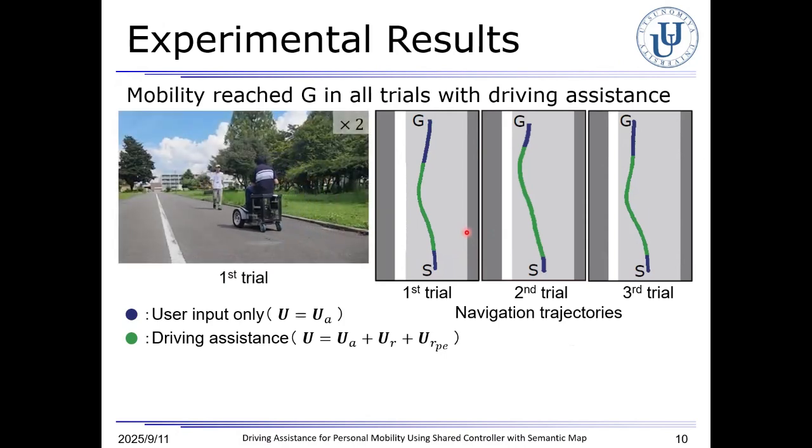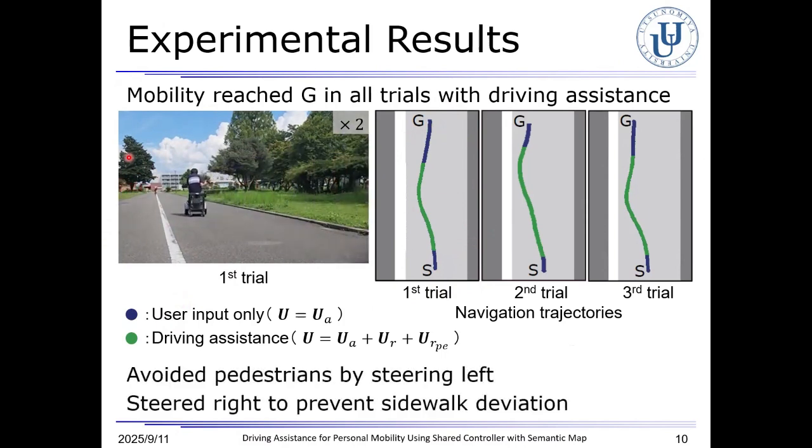This video shows the first avoidance trial. Where the pedestrian approaches, the driving assistance acts to steer left for pedestrian avoidance. Near the white line, the driving assistance acts to steer right, preventing sidewalk deviation.